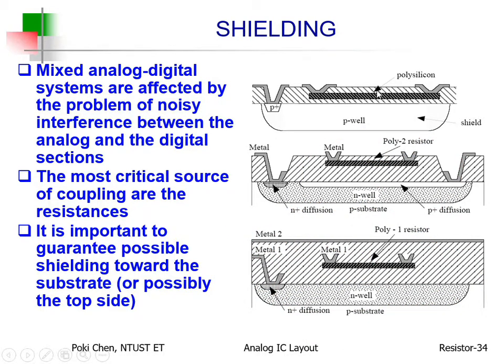So anyway, why is downward noise much worse? Simply because of the P substrate. If the noise interferes with the operation of the P substrate, then yeah, everybody will get the impact. Okay, because all the devices share the same substrate. That's it. All right?